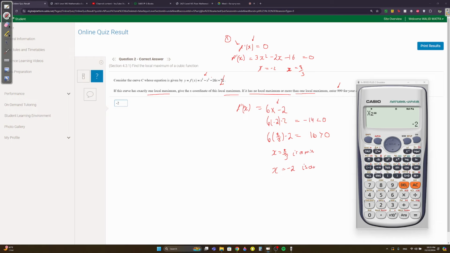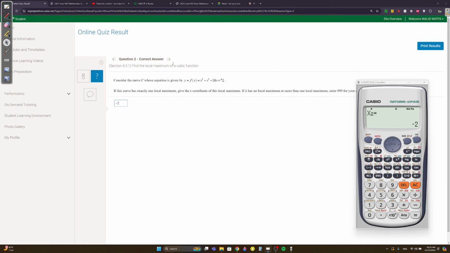So minus 2 is a maximum. What are they asking in the question? They're saying if it has exactly one maximum, then give the x coordinate of this maximum. But if it has no local maximum or more than one, enter 999. It only has one local maximum, which is minus 2, right?